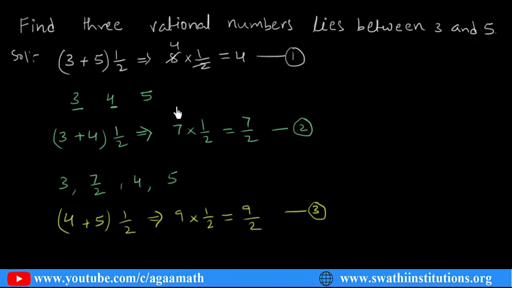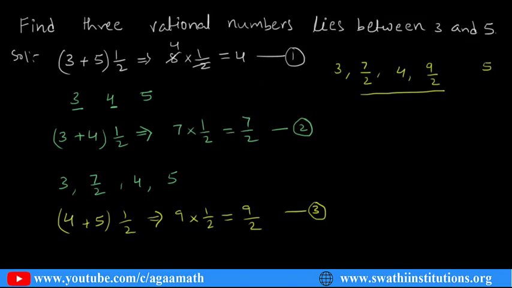So what are the numbers which lie between 3 and 5? In between 3 and 5 we have inserted 7 by 2, 4 and 9 by 2. So these are the 3 rational numbers we have inserted.